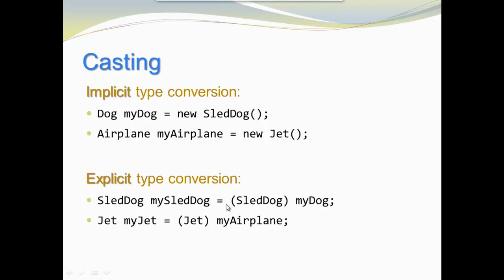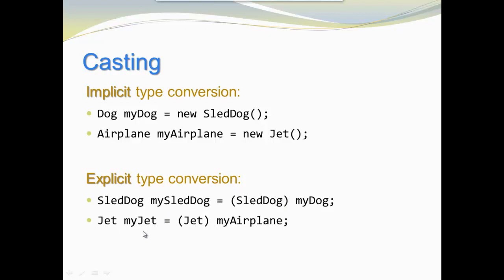However, I can specify it explicitly with a cast. So I can say, I am convinced myDog is a SledDog. The compiler trusts. The runtime checks. By using the cast, I let the compiler know that I am sure myDog is a SledDog. So the right hand side gets converted to a SledDog, the left hand side is a SledDog, and the assignment can be performed.